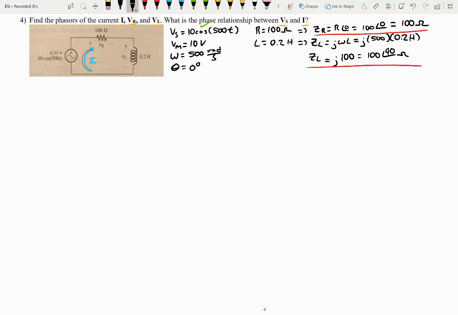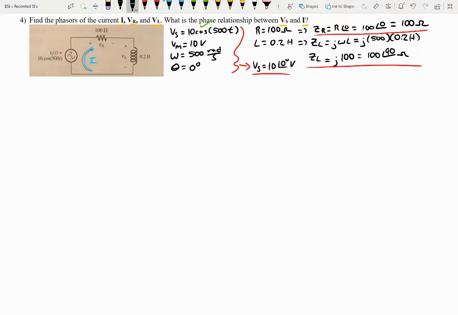Okay, so while we're here, let's go ahead and convert the voltage source into phasor as well. So V of S is going to be 10 volts at angle 0. So we'll keep an eye on that as well. Okay. So they want us to determine I, VR, and VL. Well, the easiest thing for us to do initially is to determine current first.